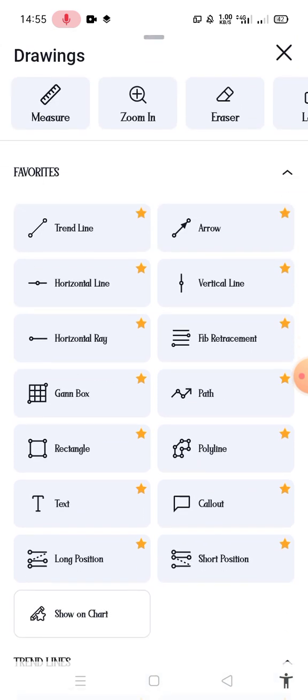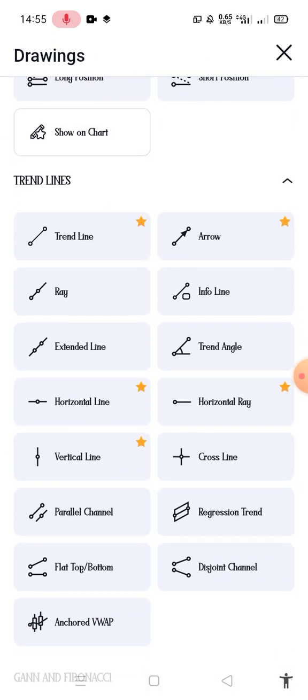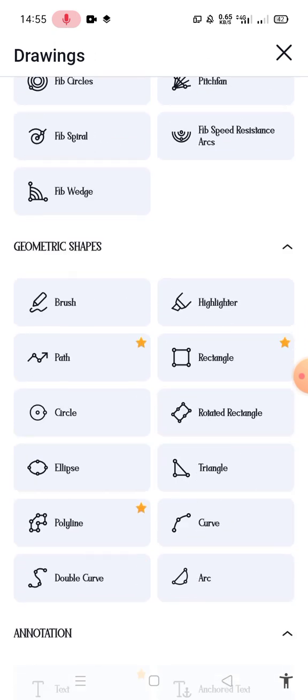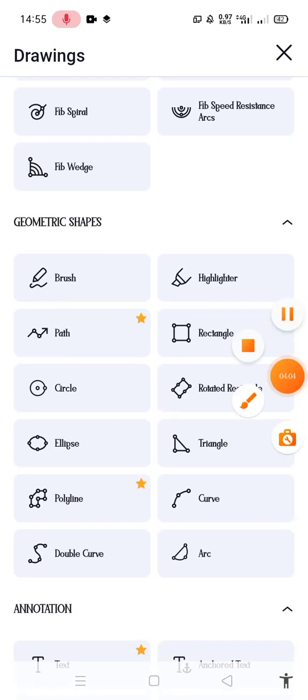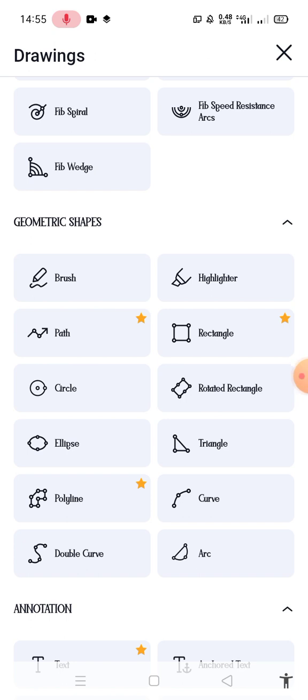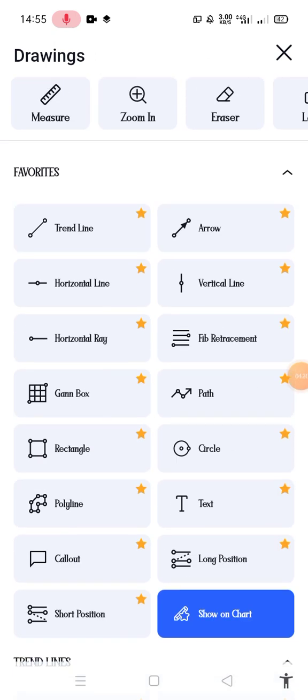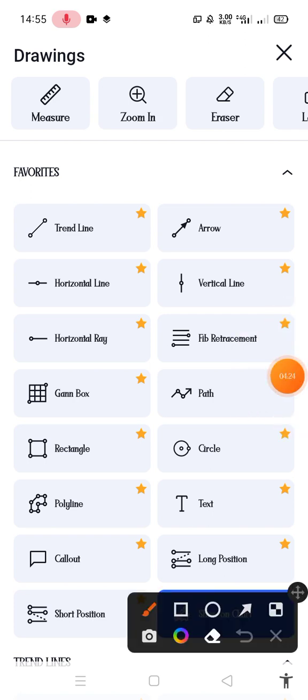To bring it up here so you can easily select it, make it your favorite. You could just scroll down, then let's say we want to choose this circle, we want to add it to our favorite. So you hold on it for a while, then you click on this star right here. You add it to your favorite. You can see it's here already, circle.